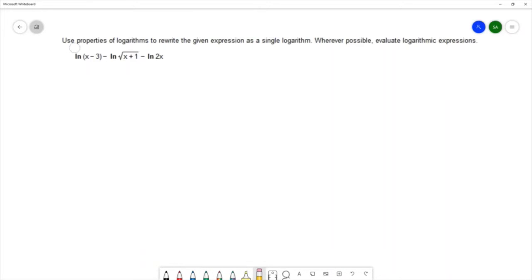For this question, we are going to use the properties of logarithms to rewrite the given expression as a single logarithm. Whenever possible, we'll evaluate the logarithmic expressions. Our example has natural log of x minus 3 minus natural log of the square root of x plus 1 minus natural log of 2x.